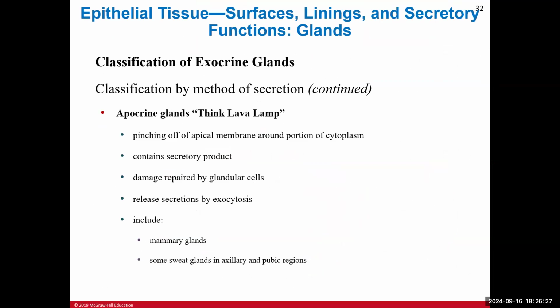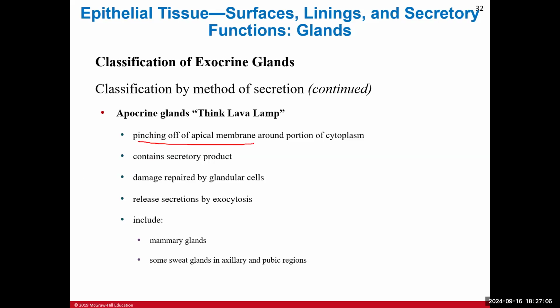Let's talk about the apocrine gland. Some of you have no idea what a lava lamp is. Some of you might. But a lava lamp is a light structure that has some goo in the middle of it. If you ever watched the lava lamp doing its thing, these bubble-like parts of the material inside separate from one another. That's what we're seeing here when we're talking about our apocrine glands. Literally, the apical plasma membrane will pinch off.